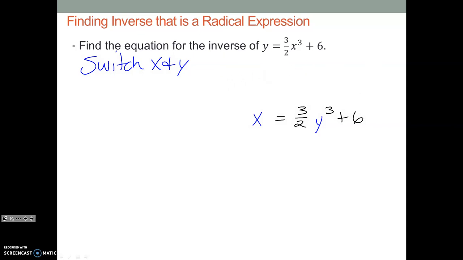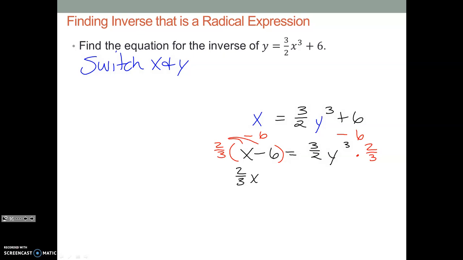Now again, once we switch our x and y, we are simply going to solve for y. So the first thing I would do would be to subtract 6. And I get x minus 6 equals 3/2 y cubed. Now I would need to get rid of that 3/2, so I could multiply by 2/3. That would end up giving me 2/3 x. And then 2/3 times 6 would get me 12/3, so a -4, equals just y cubed.